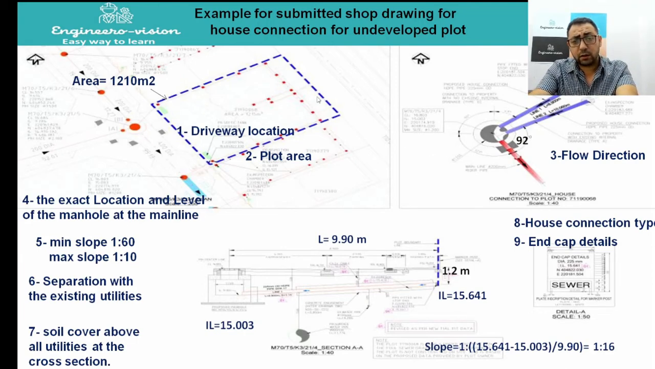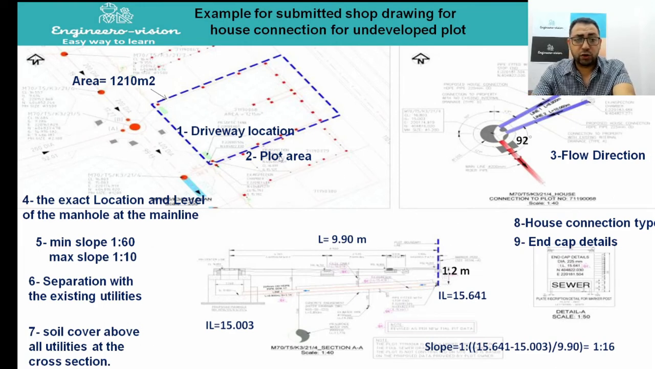For the undeveloped plot, as I mentioned before, there is no internal drainage system, there is no existing building, so we need to first verify the area, which in this example is 1210 square meter, and this is less than 2500 square meter. As we mentioned before, if it's less than 2500 square meter, our connection will be at 1.2 meter from the ground level or finish road level at the plot boundary location.